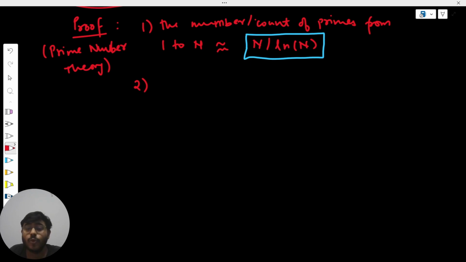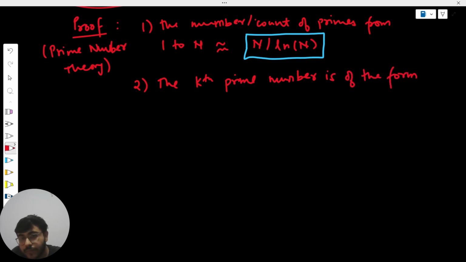ओके, और दिस बेसिकली ट्रू फॉर लार्ज वैल्यूज ऑफ एन। अगर आप एन की लार्ज वैल्यूज को प्लग इन करोगे, दिस इज एन अप्रोक्सीमेशन, ये एग्जैक्ट नहीं होता है। ओके, रिमेंबर दिस इज नॉट एन एग्जैक्ट वैल्यू, बट दिस इज बेसिकली एन अप्रोक्सीमेशन दैट द काउंट ऑफ प्राइम्स फ्रॉम 1 to n is around n divided by natural logarithm of n, n into ln of n. Okay, and then the second postulate is the kth prime number is of the form k into ln of k.